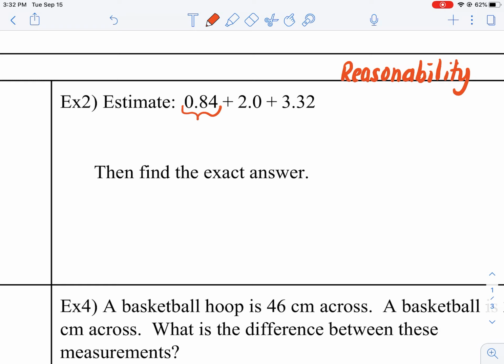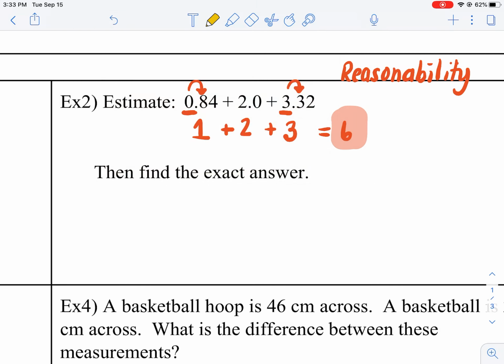Okay. So we're going to round each one of these to the nearest whole to estimate. Right here we have 0.84, and we're going to round to the nearest whole, so we're looking to the right. 8 is above 5, so we're going to round this up to 1. The second one is 2.0, so we're just going to keep that as 2. And this third one, 3.32, we're looking at that 3. Is that lower or higher? It is lower, so we're going to keep that as 3. So 1 plus 2 plus 3. 1 plus 2 is 3, and 3 plus 3 is 6.